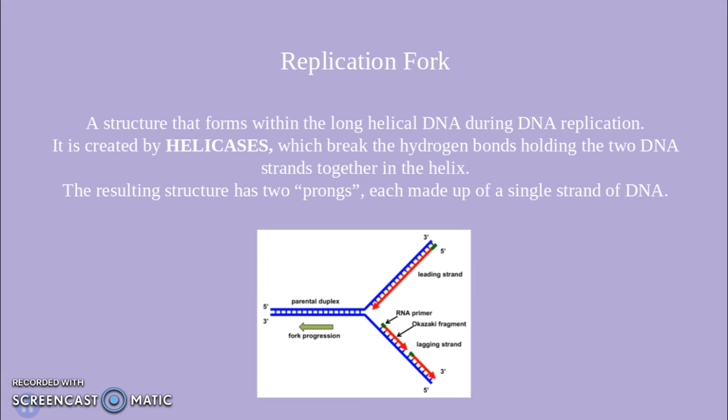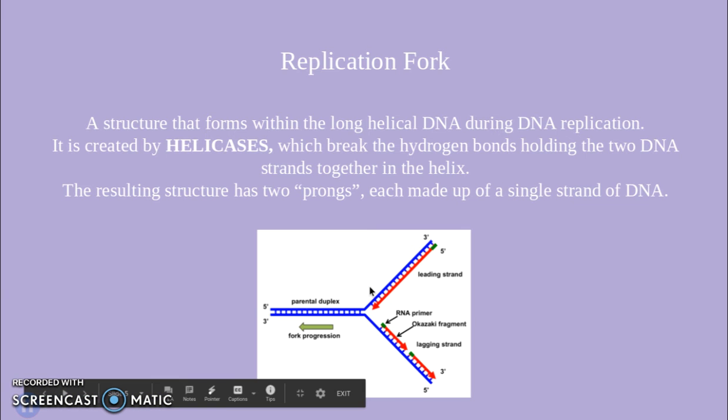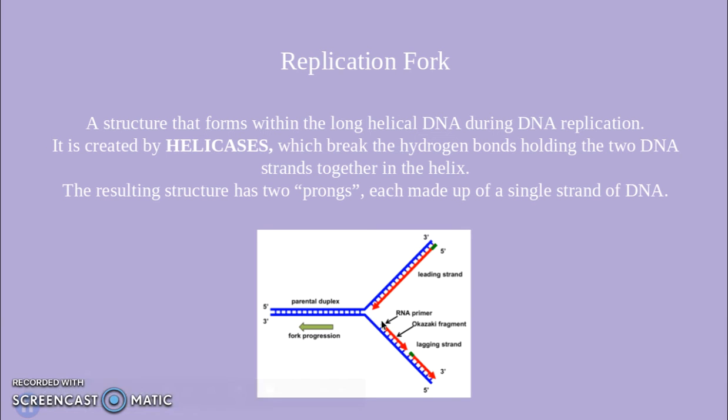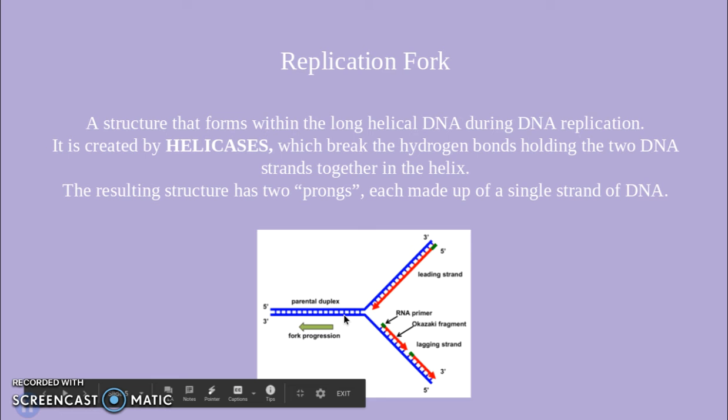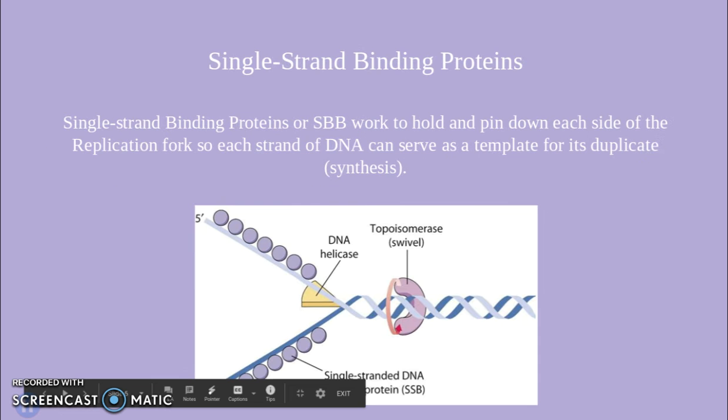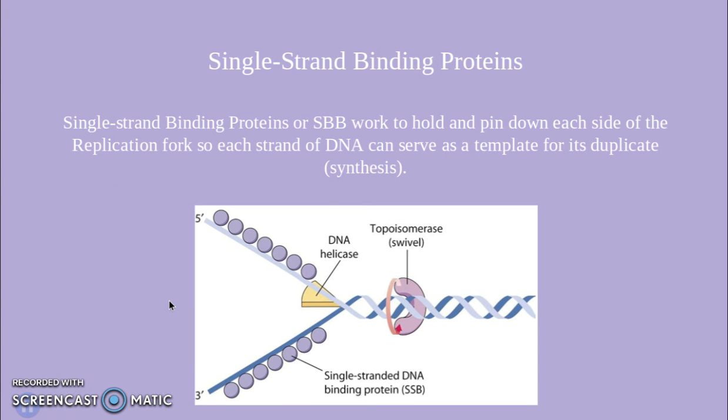Now, a replication fork is a structure that forms within the long helical DNA during DNA replication. It's created by helicases, which break the hydrogen bonds holding the two DNA strands together in the helix. The resulting structure has two quote-unquote prongs, each made up of a single strand of DNA. It's called a replication fork because you can see in the diagram, it splits out like a fork in the road or a fork that you eat with, in order to have those two prongs going off of your original strand of DNA. It's splitting in half.